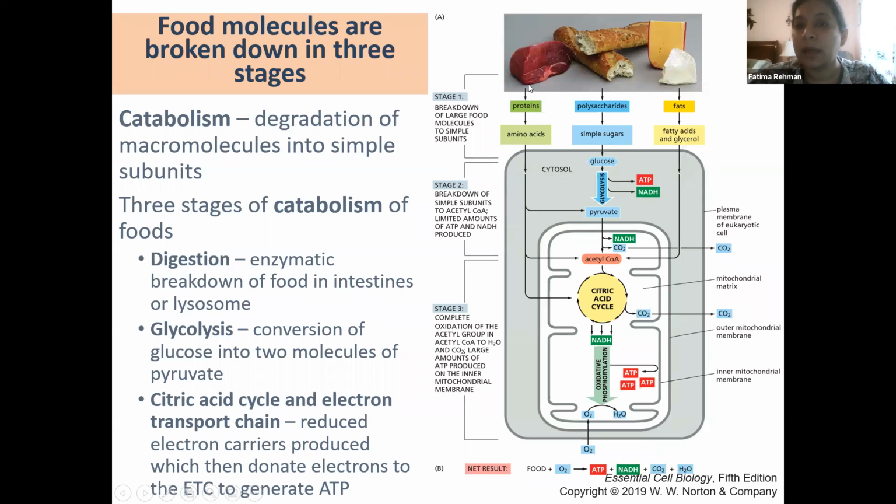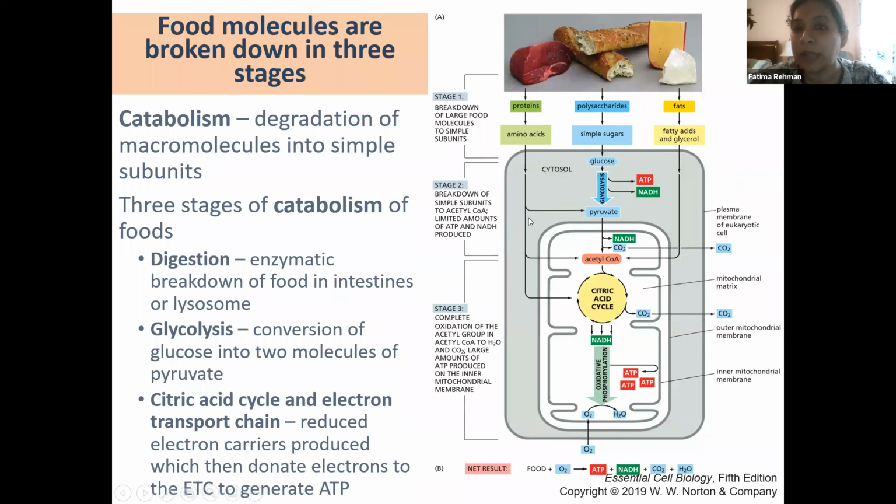So if they aren't sugars, they first get broken down into their smaller monomers, which are the individual amino acids or the fatty acids and glycerols. And then they are converted into one of the intermediate steps. So they can then be used in the same citric acid cycle or in the same general catabolic cycle related to sugar breakdown, releasing the amount of ATP that we need.